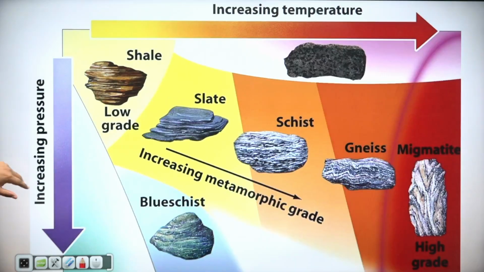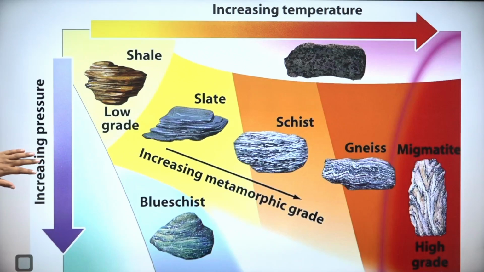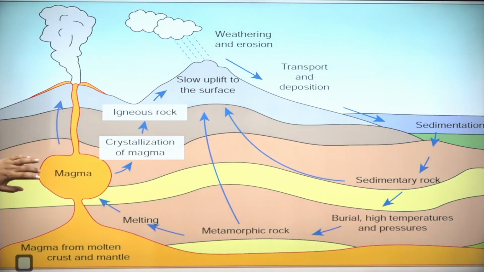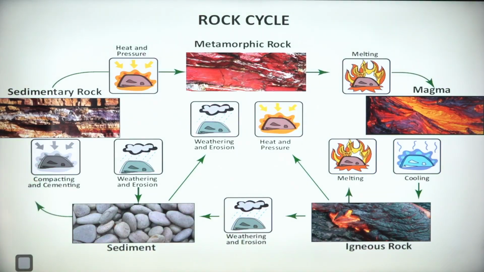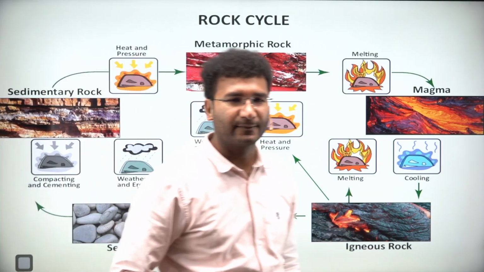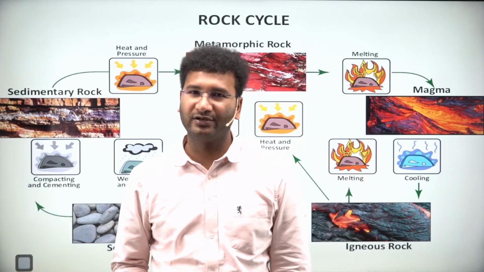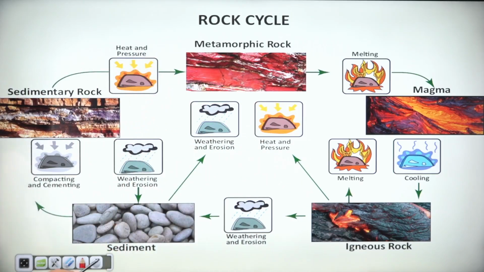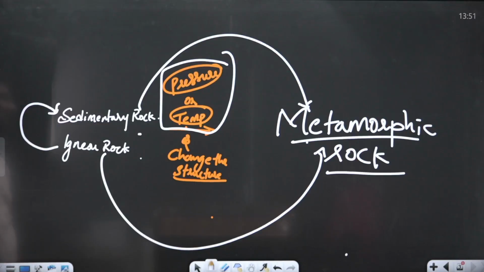One of the finest examples of this is shale getting converted into schist, and then slate getting converted into gneiss. These are some of the examples. And the last topic, which is very, very important, is called the rock cycle. This is one last topic that you need to know, because the rock cycle will explain and help you understand how the rocks change their form.